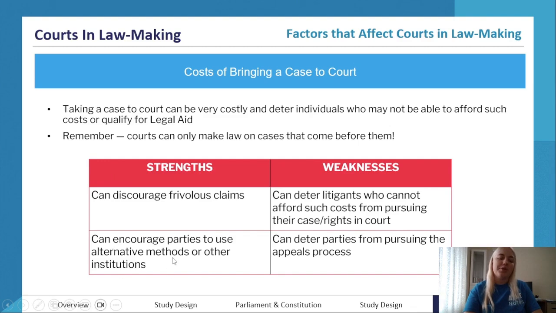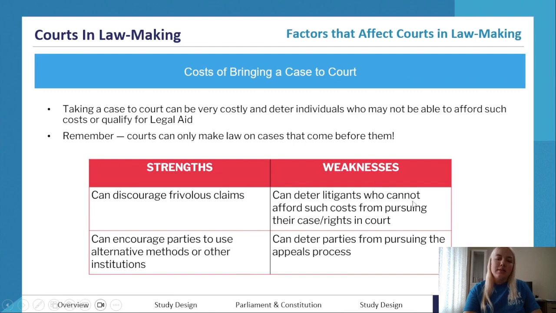It also helps to encourage parties to use alternative methods or other institutions. So, using things like mediation, arbitration, and conciliation, accessing a tribunal in their state or area, or another service that can help to decide that, like Consumer Affairs Victoria. So this helps to again reduce the burden on the court system by using alternative methods.